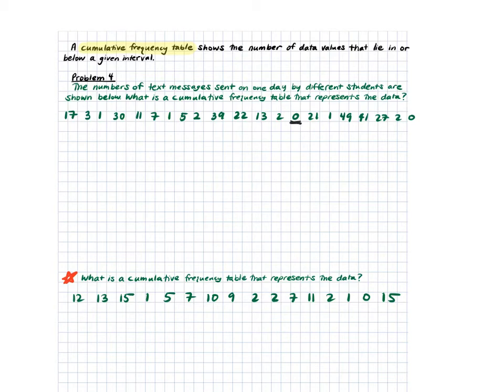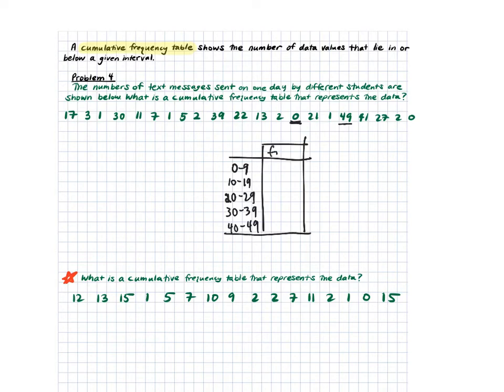So let's look here. We have a 0 and we have anything bigger than 30. Ooh, 49. So we need to go from 0 to 49, which is 50 different values. So let's do that in tens. 0 to 9, 10 to 19, 20 through 29, 30 to 39, and then 40 through 49. And then what we'll do is count the data that lie in or below the interval. So let's see, how many are 0 through 9? 1, 2, 3, 4, 5, 6, 7, 8, 9.